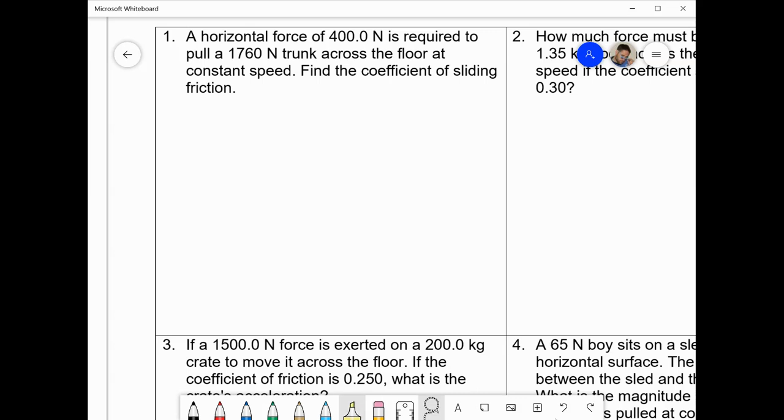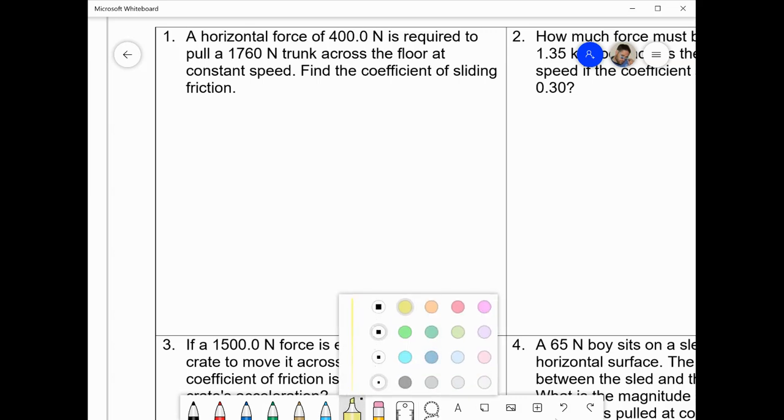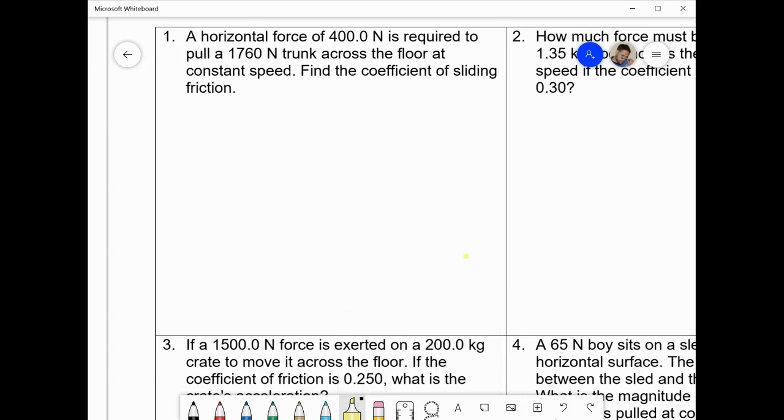So this first question that we're looking at here involves a trunk that is being pulled across the floor. And it reads like this. A horizontal force of 400 newtons is required to pull a 1,760 Newton trunk, that's its weight, across the floor at a constant speed. If it's a constant speed, it means it's not accelerating, and therefore all the forces must balance out. Find the coefficient of sliding friction. So this is what we're looking for in the end, the coefficient of sliding friction.